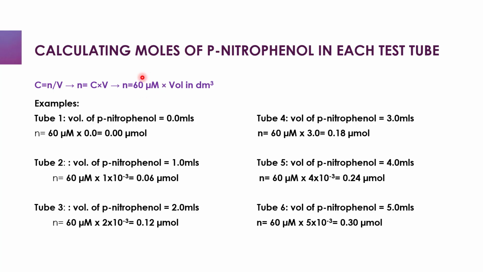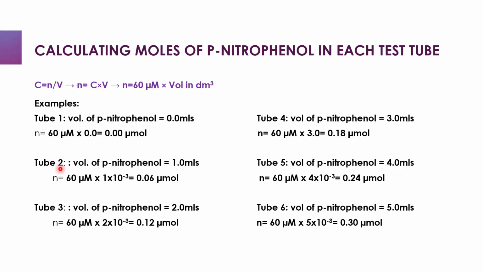So the 60 micromolar is going to run through, and the volume is also in dm cube over here. So let's look at some examples. Example, tube 1: the volume of p-nitrophenol used is 0.0. So obviously, if you substitute this value into the equation, we will get our mole to be 0.00 micromole, because the first tube contains no p-nitrophenol solution.